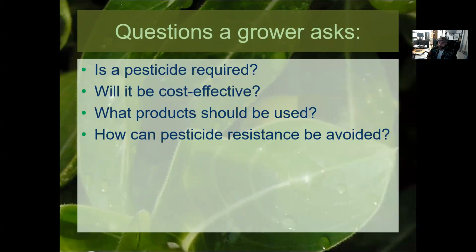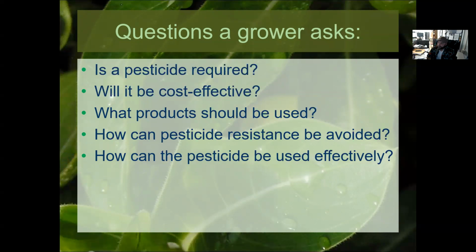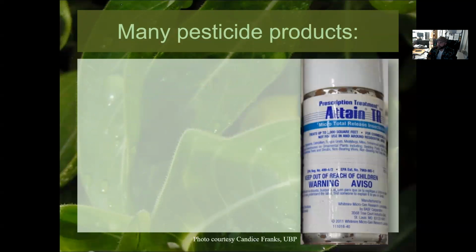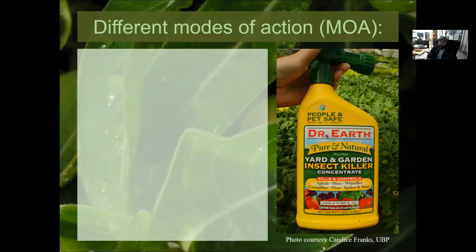How can pesticide resistance be avoided? How can the pesticide be used effectively? And all these kind of go hand in hand. So there's a lot of different pesticide products. You have chemical, plant-based, bacterial.